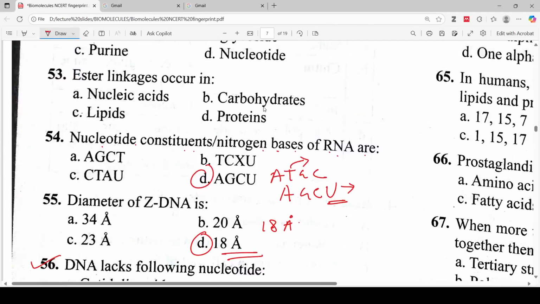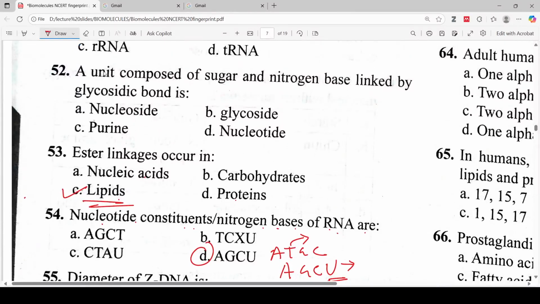Next question. Ester linkage occurs in nucleic acids, lipids, carbohydrates, and proteins. So the correct answer will be lipid. Next question. A unit composed of sugar and nitrogen base linked by glycosidic bonds: nucleotide, purine, nucleotide and glycoside.